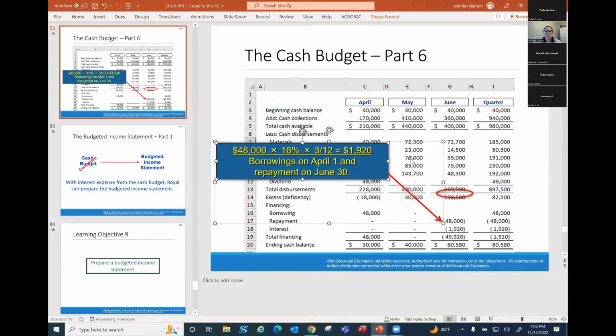So my interest is $1,920. Okay, so I need to deduct that from my cash as well. So the total financing is going to be the 48 and the 1920, the $49,920. So I deduct that from the excess cash of 130,000. And so now my cash left over is 80,580. And that's what I have going into July.